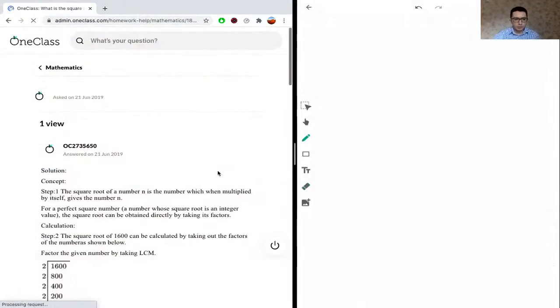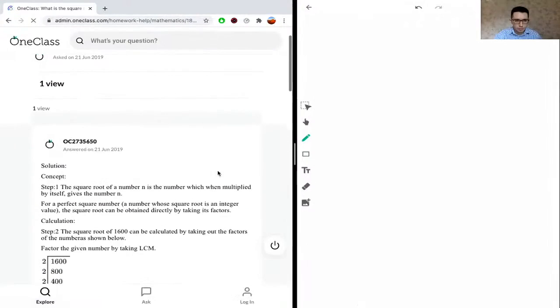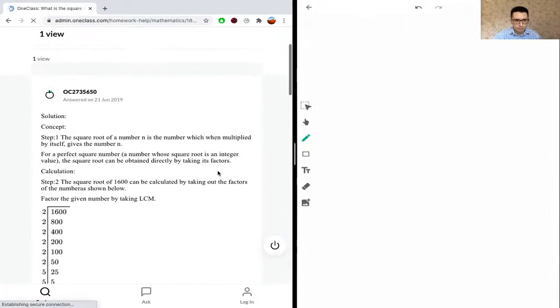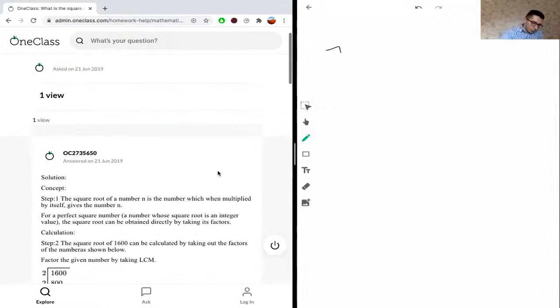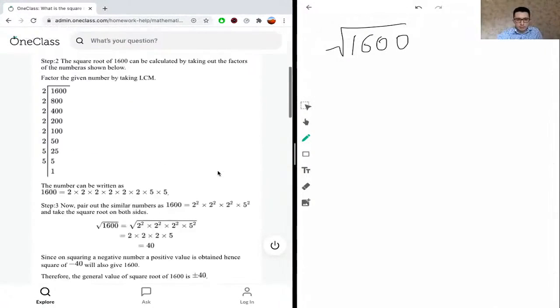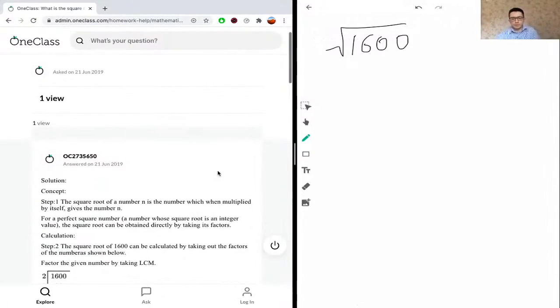All right, so on to the next question. So this isn't really, let's see what the solution says because the question isn't stated here. So it looks like this question is just inferring from the solution here. It's asking for the square root of 1600 in its simplest form, or what is its value essentially.